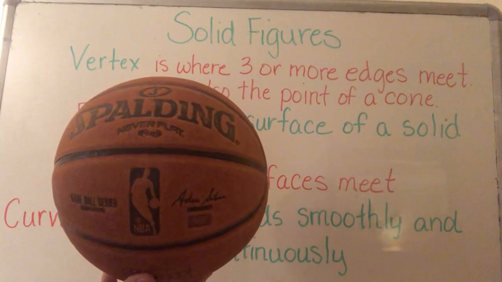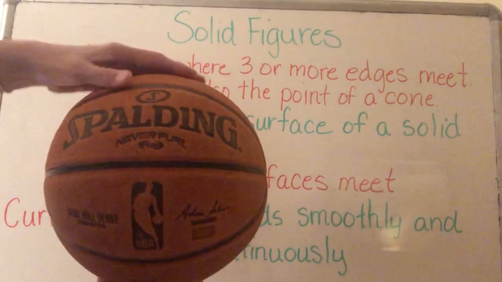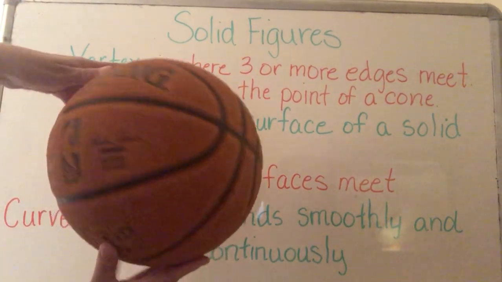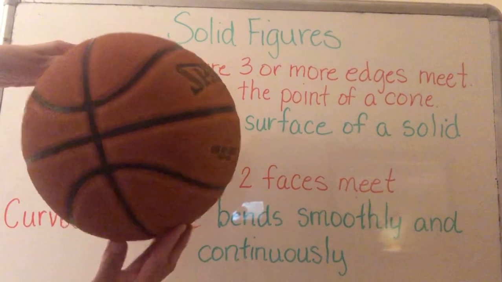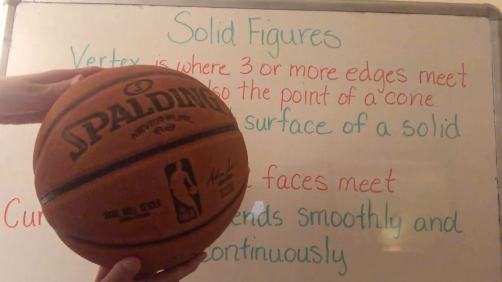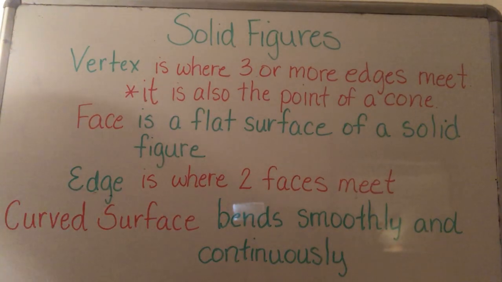And a sphere, as I showed you earlier with the smaller sneaker ball, is just one big curved surface. That's all it is. There's no vertex, there's no edges, and there's no faces. It's just one big curved surface. I won't show you the sneaker ball again, but same idea.